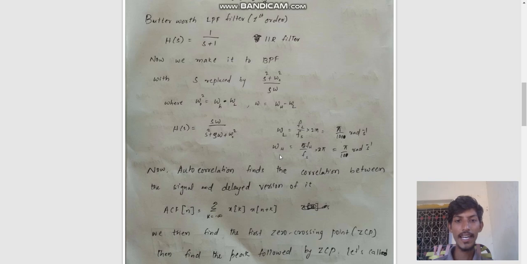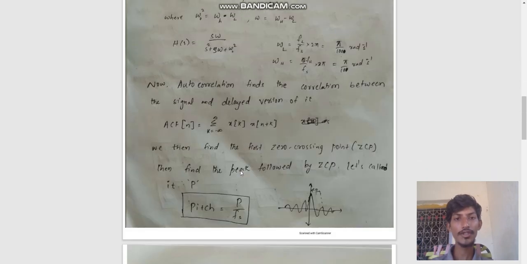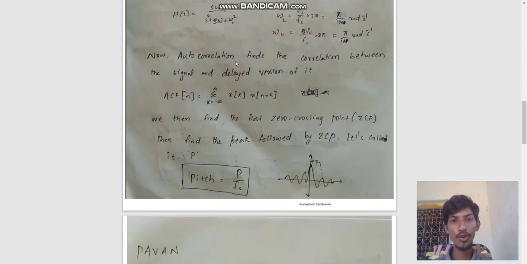And this omega L and omega H are the lower and higher frequency bands which can be computed by these formulas, f of L by f of sampling rate into 2 pi. Now after passing the band pass filter, we use correlation to find the autocorrelation function, to find the correlation between the signal and the delayed version of it. So this is the formula for it.